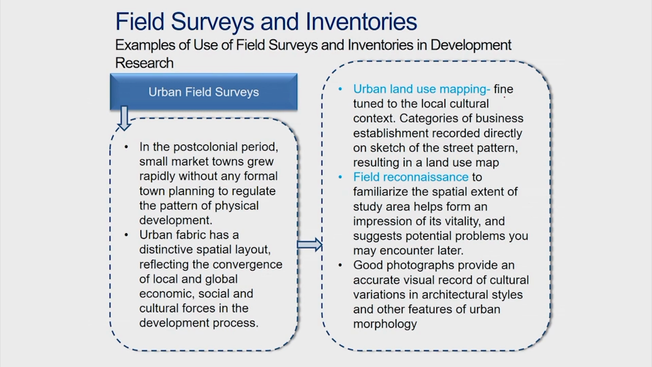So, you can have urban land mapping and field reconnaissance, urban land use mapping fine-tuned to the local cultural context, with categories of business establishments recorded directly on a sketch of the street pattern, resulting in a land use map. Field reconnaissance to familiarize yourself with the spatial extent of the study area helps form an impression of its vitality and suggests potential problems you may encounter later. Good photographs also provide an accurate visual record of cultural variations in architectural styles and other features of urban morphology.